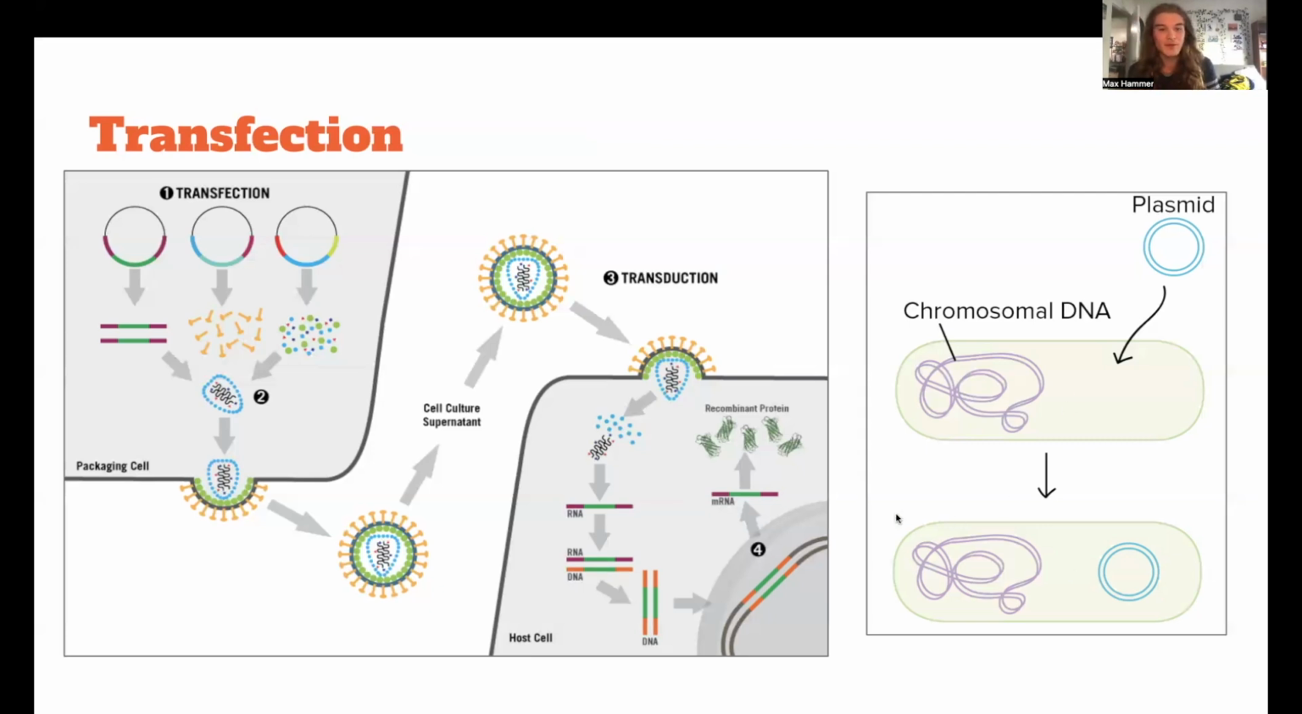There's another method for this where for certain types of cells, like bacteria, we don't need the virus. We can just put what's called a plasmid, so that little ring of DNA, into some water with the bacteria and either shock it with heat or with electricity, and the cell kind of opens up for a second and sucks in the DNA. But that only works for certain types of cells, but it's another approach that we can use.